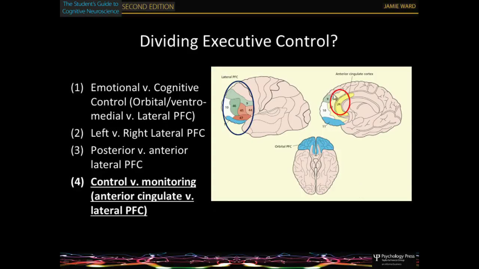So the last one I'll talk about is to do with the anterior cingulate, which is a part of the frontal lobe that lies in the middle of the brain here. And the idea behind this is that this is particularly involved in response monitoring. So we talked about the right hemisphere being involved in monitoring in general. And here it's almost checking to see whether your actions are correct.